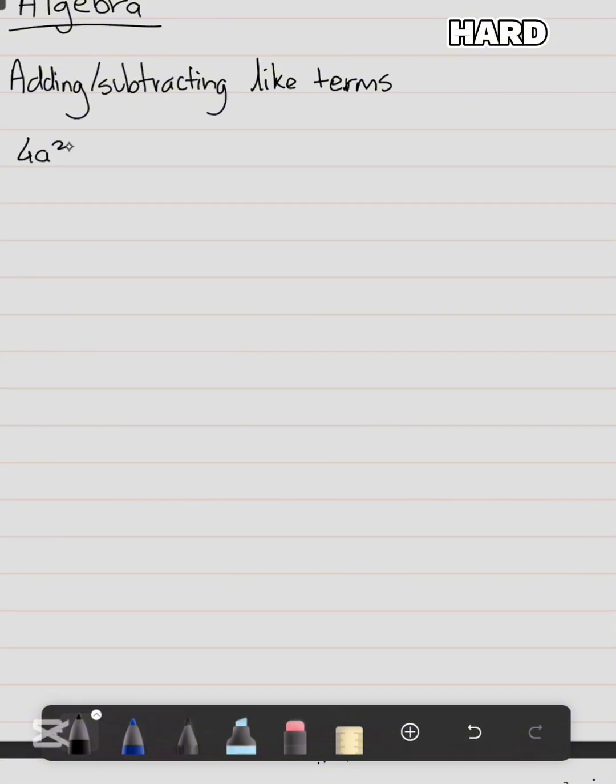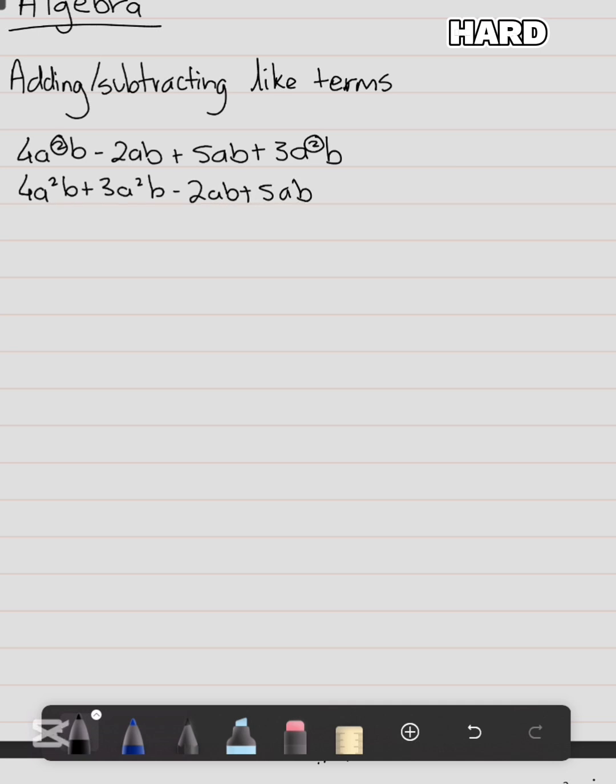Now let's try a question with powers. 4a squared b minus 2ab plus 5ab plus 3a squared b. Now it's the exact same process. Let's find our like terms. We've got the a squared b, and that's different from ab, so these two are like terms. We're going to write them next to each other and the normal ab ones next to each other. And let's solve as normal and just add our numbers. So we've got 7a squared b plus 3ab.